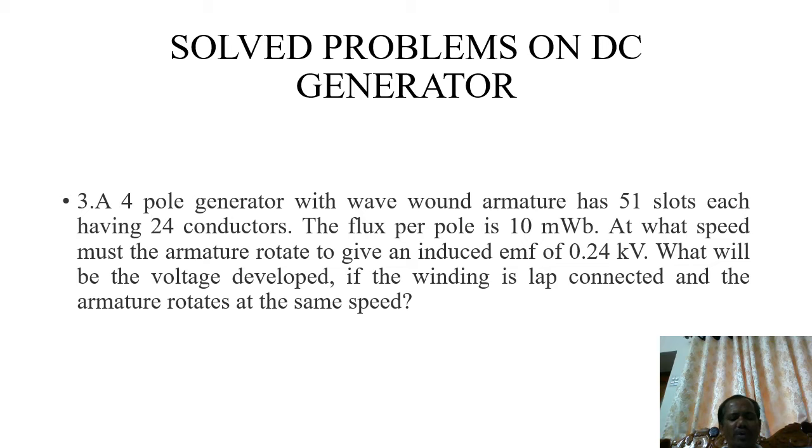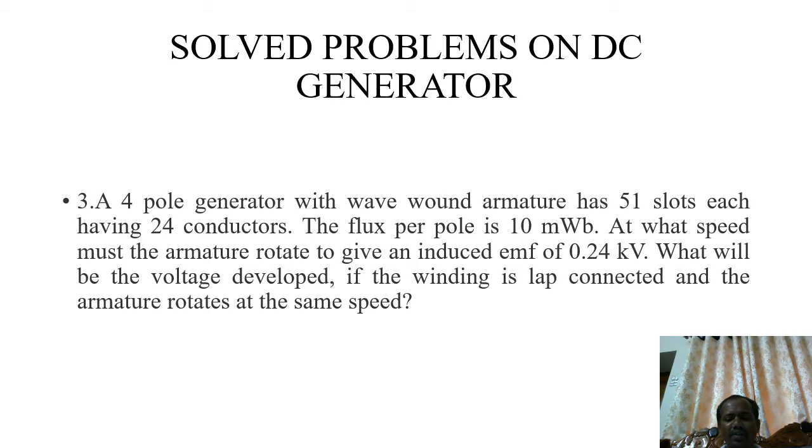From the problem, first of all, you can understand that the generator is wave wound type, having number of poles 4 and 51 slots, each slot having 24 conductors. That is Z. The flux per pole is 10 into 10 to the power minus 3 webers. In the problem, you calculate the speed at which it rotates to give an induced EMF of 0.24 kilovolts. What will be the voltage developed if the winding is lap connected?